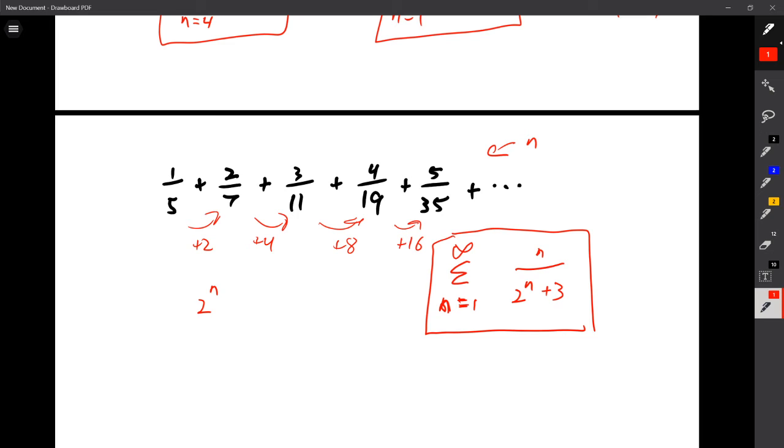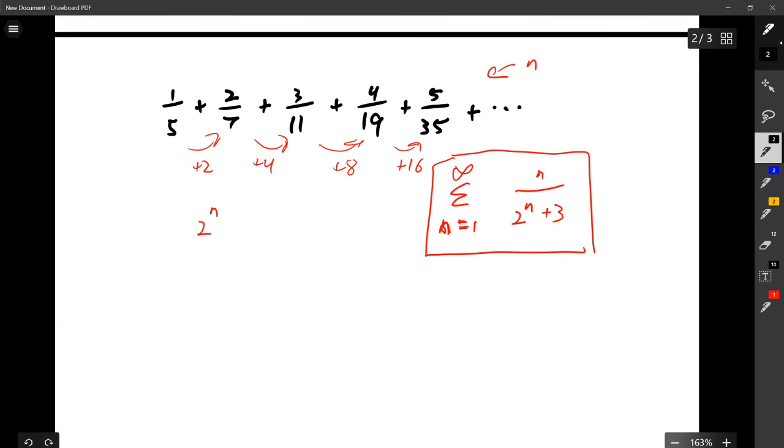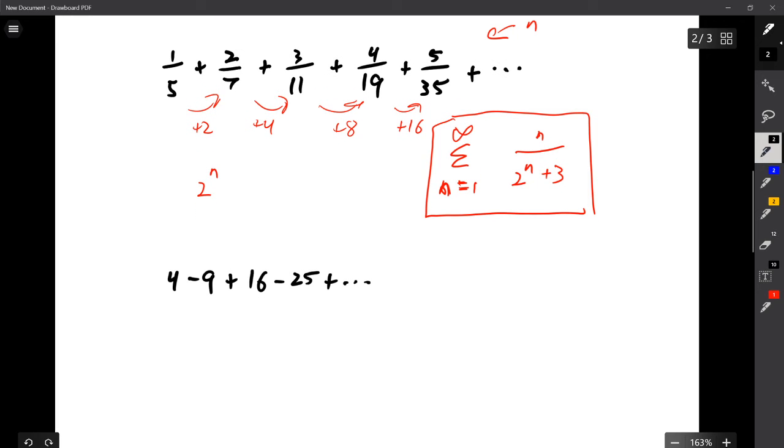Okay, let's do one more. Let's do this one. Let's go with 4 minus 9 plus 16 minus 25 plus dot dot dot.